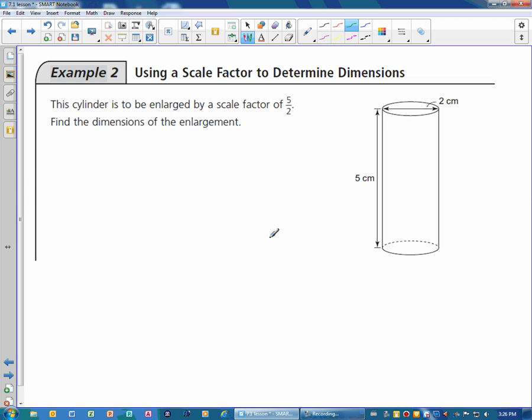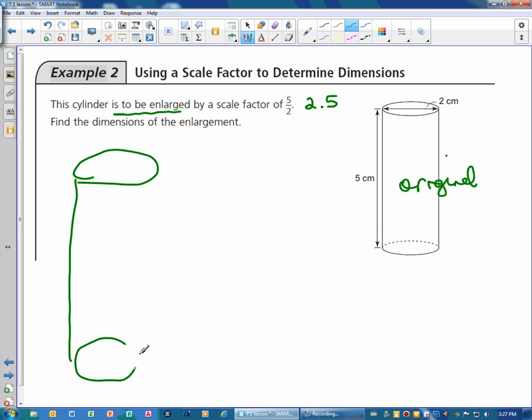All right, now, example number 2 says, using a scale factor to determine dimensions. So, it says this cylinder is enlarged by a scale factor of 5/2. If you want, you can convert that to a decimal, 2.5. And it says find the dimensions of the enlargement. So this cylinder is to be enlarged. So this is the original. And then what they're saying is they're going to have a really big picture of it. They want to know what are the dimensions when you enlarge it.